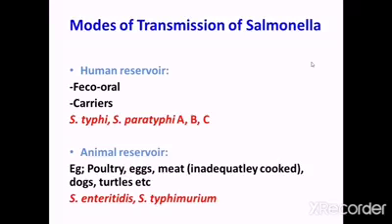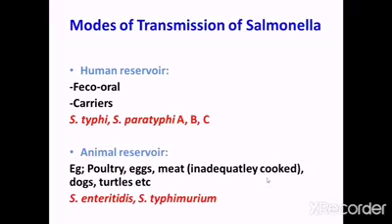Modes of transmission of Salmonella. Salmonella typhi, Salmonella paratyphi A, B, and C are spread through the fecal-oral route or through carriers. Carriers are the ones who are asymptomatic themselves, but they can spread infection to other people. And the fecal-oral route involves fingers, flies, food, and feces. And only humans are the reservoir in these species.